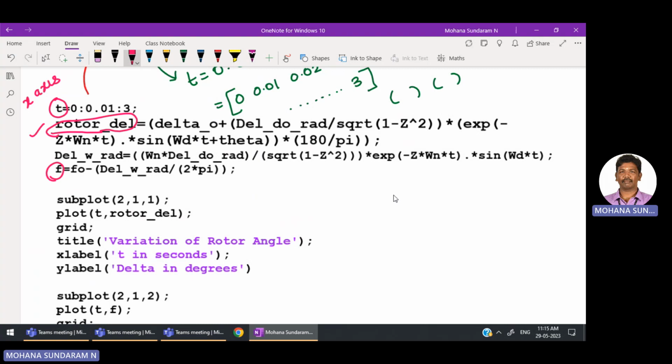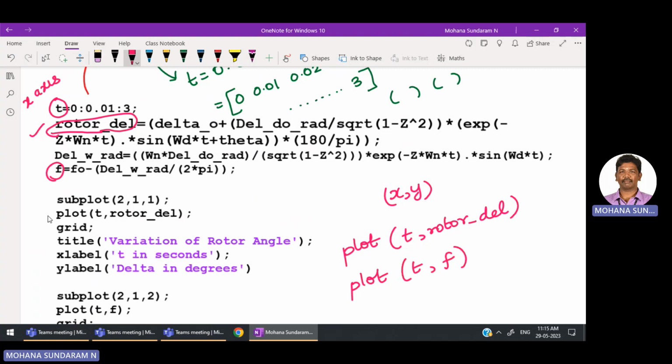So what is the plot? Usually we'll do x comma y, no? Similarly, I want to plot t comma rotor underscore del. That is one curve. Next, I want to plot this. This is for one curve. Second plot is I have to plot between t and f. That's all. So you can see these two lines here. Plot t comma f and plot t comma delta.